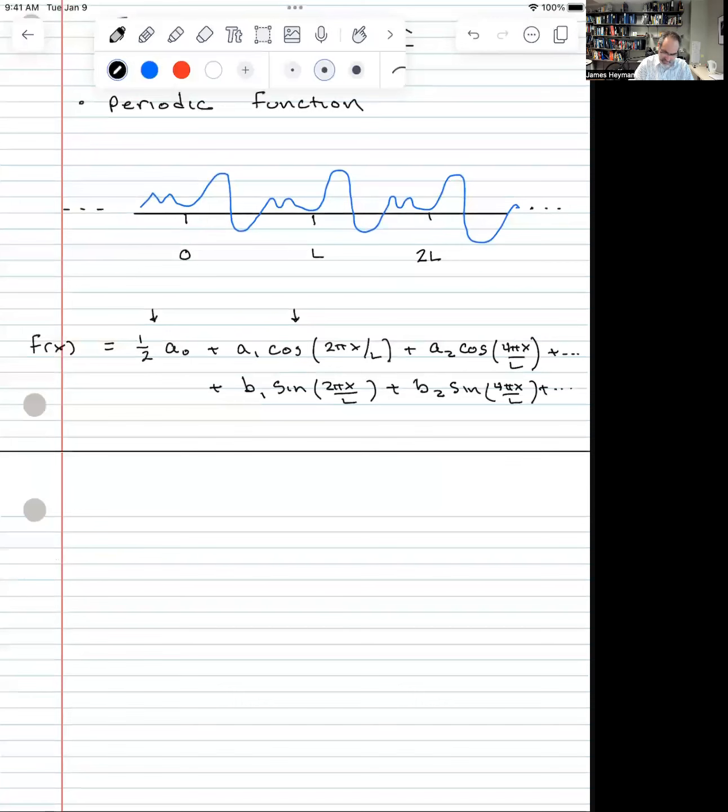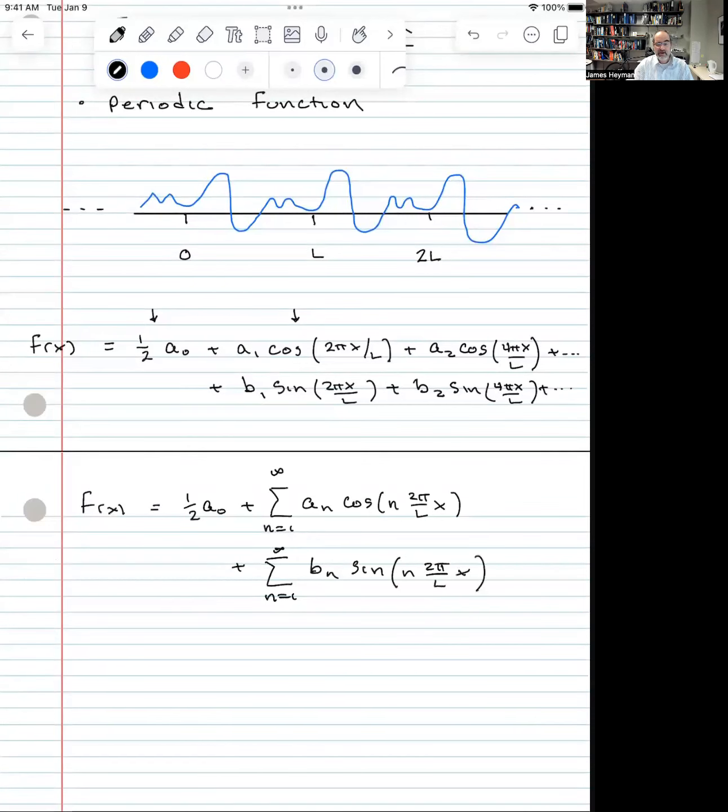Okay, I can write this more compactly using summation notation. What I'm saying is that f of x can be written as a constant term plus the sum over n equals 1 to infinity of a coefficient, a sub n, times the cosine of n times 2 pi over L times x, plus the sum, n equals 1 to infinity, of terms b sub n times sine of n times 2 pi over L times x. Okay, perfect. Here, let me just draw a box around this.